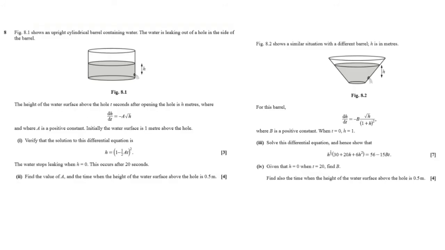So question 8 is a kind of rate equation kind of question. So we have a leaking tank. So let's start with part 1, verify that the solution to the DE is h equals 1 take half at, all squared. So the DE is dh by dt equals minus a root h. And to do the differential equation, we can separate variables to minus a dt is h to the power minus a half dh. So it's always better to put everything in power form.